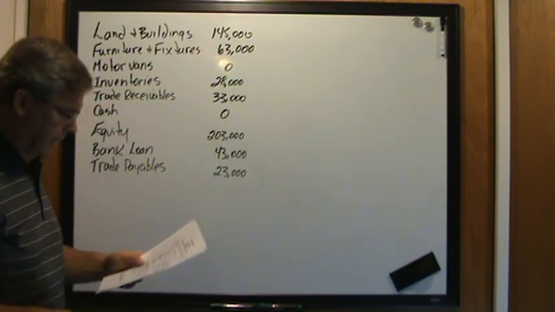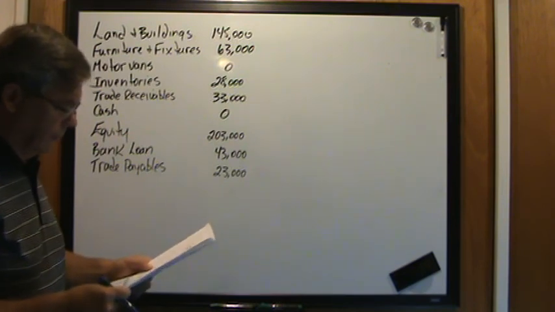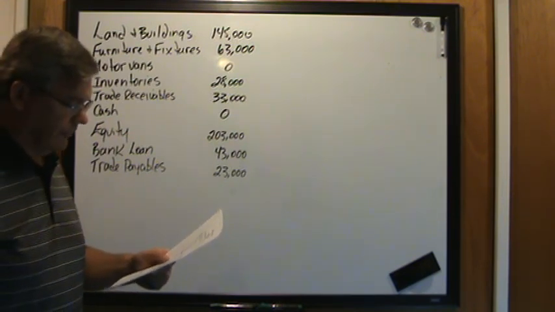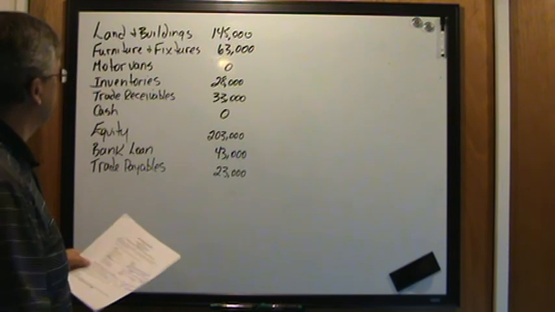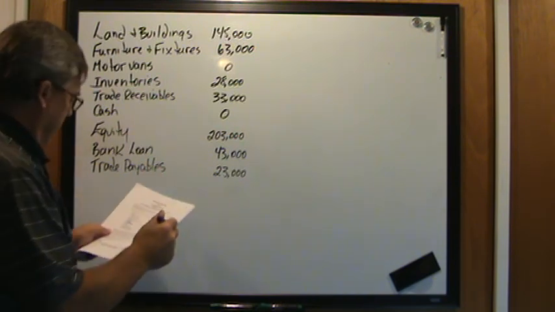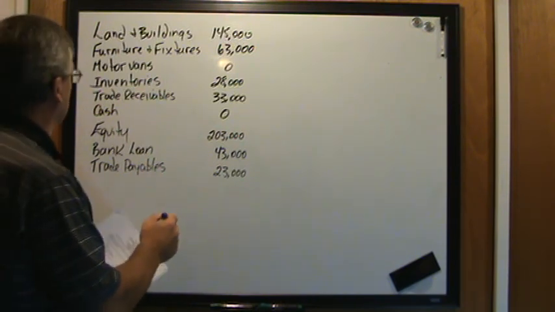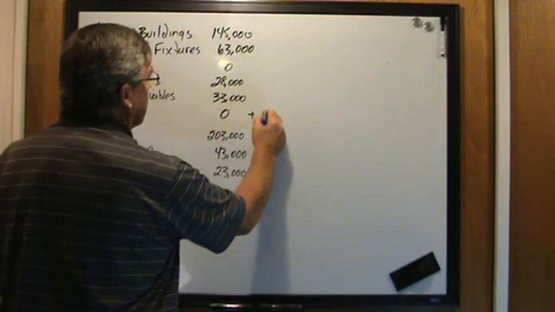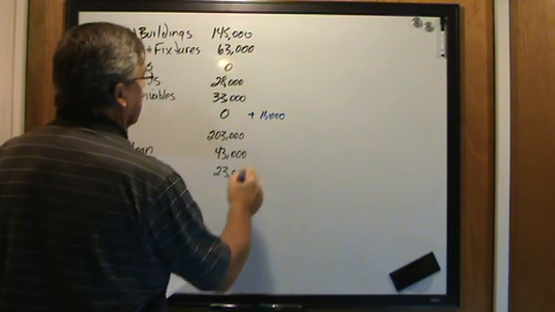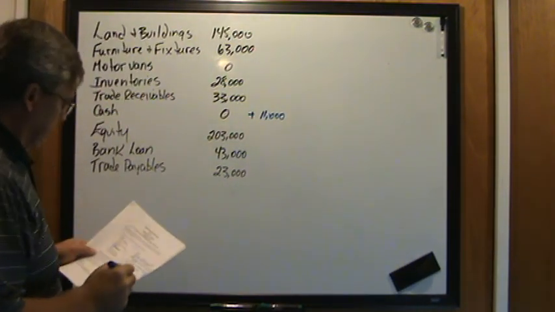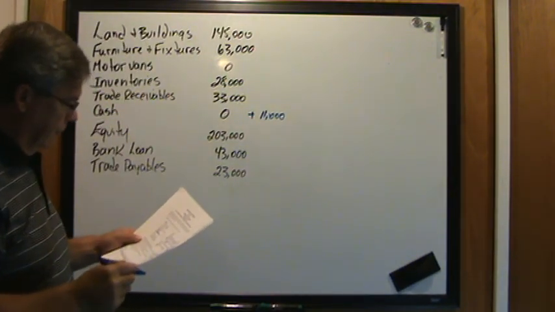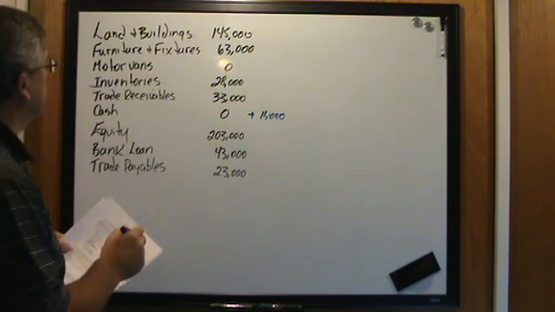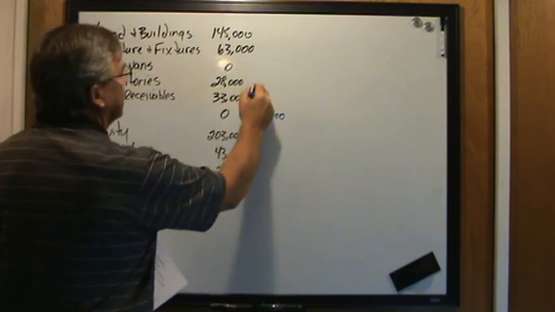The first thing is that inventories were sold for $11,000 in cash. Okay, so we'll do that first. Inventories for $11,000 in cash, so cash goes up by $11,000. And we had the inventories at a cost of $8,000, so inventories go down by $8,000.